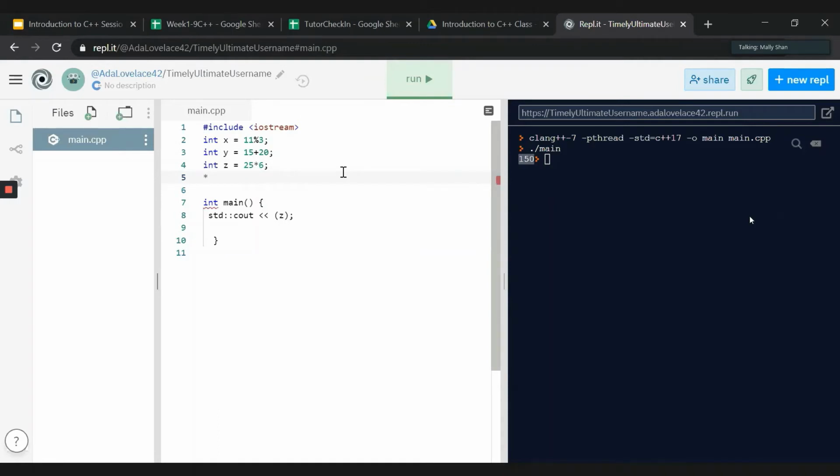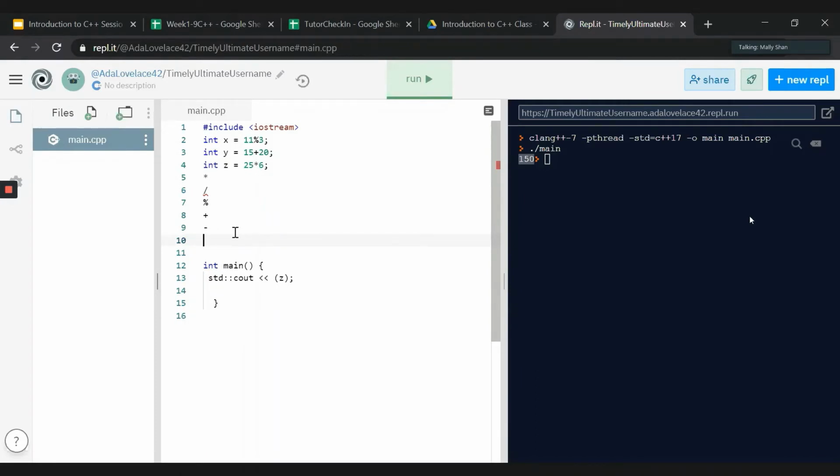So remember, the asterisk sign counts as multiplication, slash is division, the percent sign, which is just shift 5, is your modulo, so that's where you get your remainders. Then the plus sign is addition, and the minus sign is subtraction.